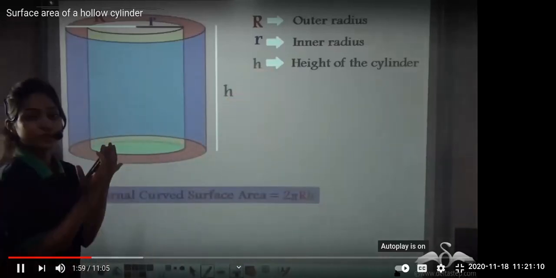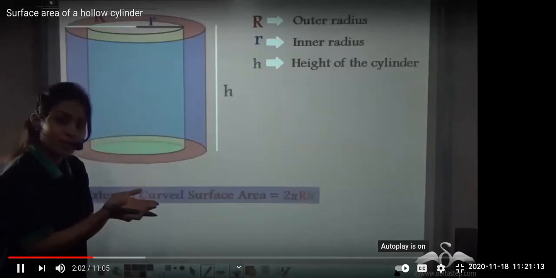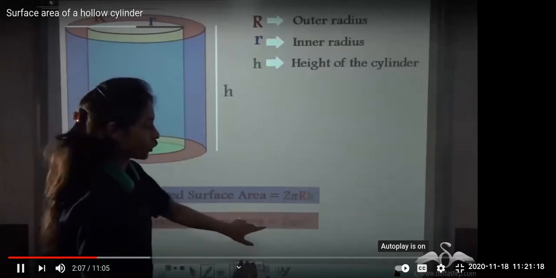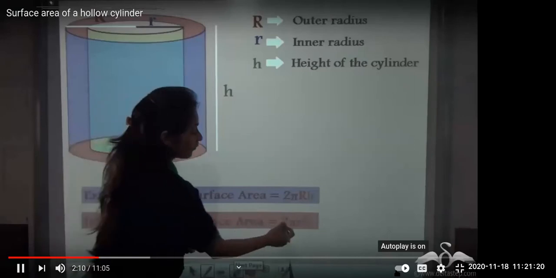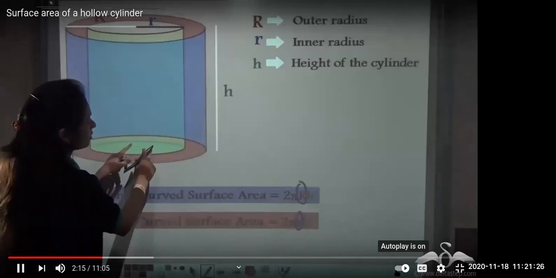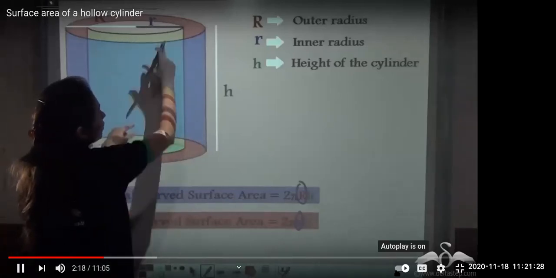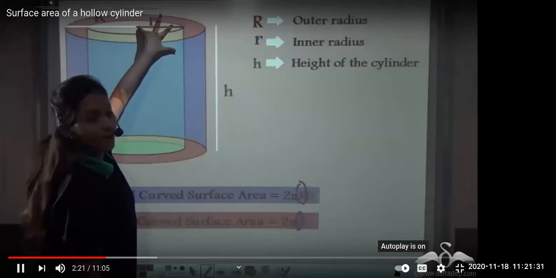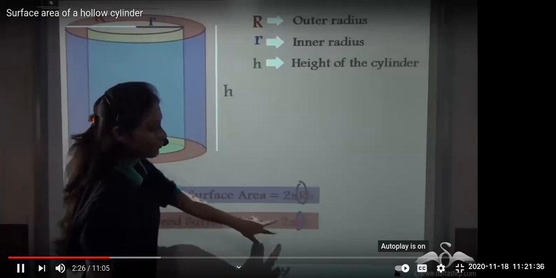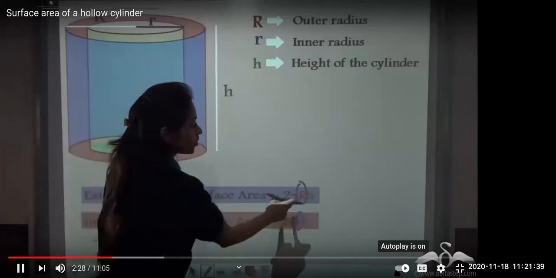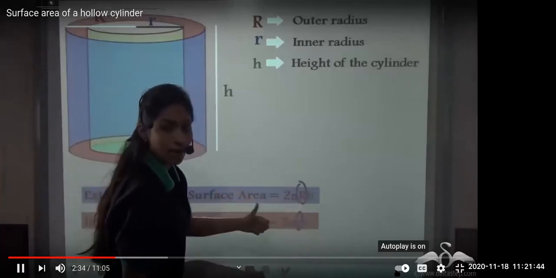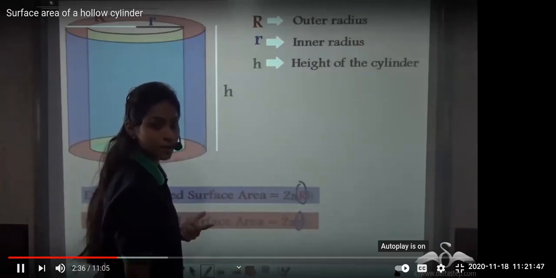Now what about the inner surface? Now this hollow cylinder has some inner surface also. The internal or the inner curved surface area will be what? Again 2πrh, but here we have to replace this R with small r. Why small r? Because the inner curved surface area will be calculated with the small r as radius, because the inner circle has the radius small r. So keeping the formula same, that is 2πrh, we just replace the radius with small r in case of internal or inner curved surface area.